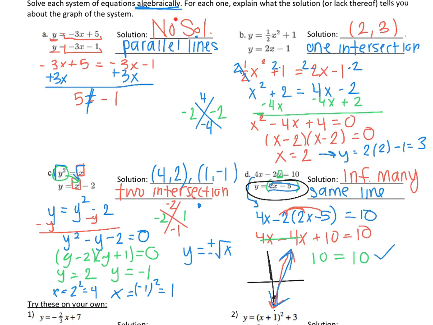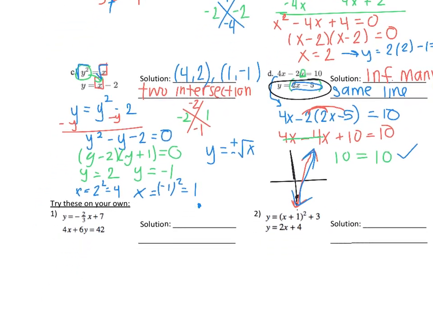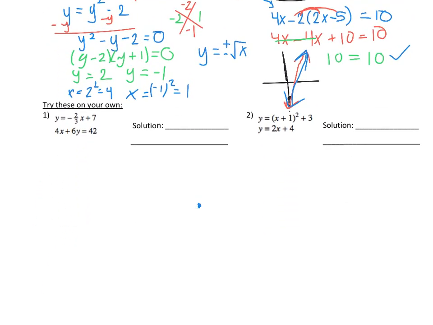So these two here in this part A, the x's disappeared and we had a false statement. Here the x's disappeared and we had a true statement. So if you're left with a false statement, there simply is no solution. If you're left with a true statement, then there are infinitely many. So what I want you to do is try these 2 on your own. And then once you're finished with these 2, you're going to upload this to Schoology and we'll go over your solutions in class. But I do want you to do these 2 on your own before uploading.